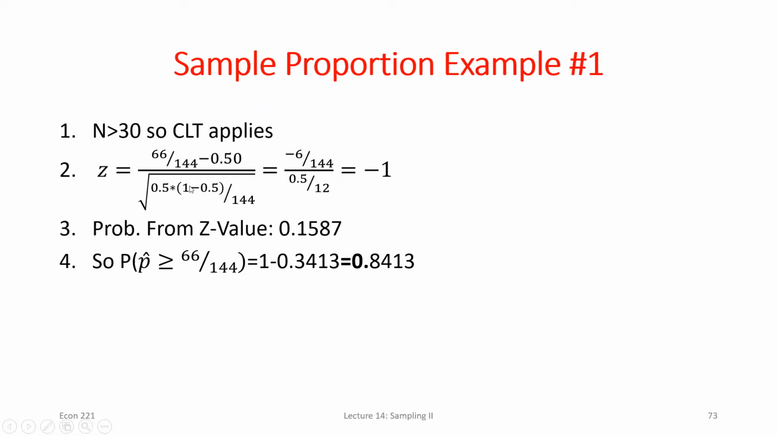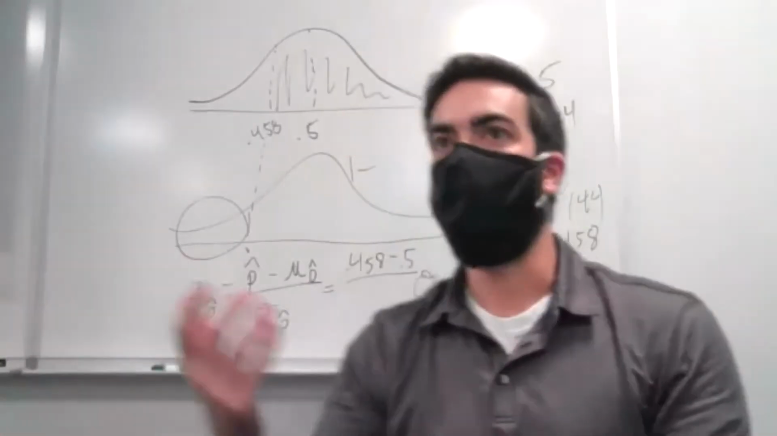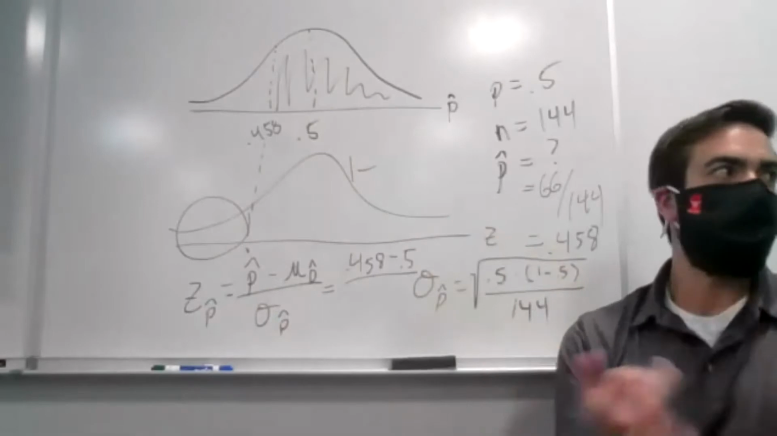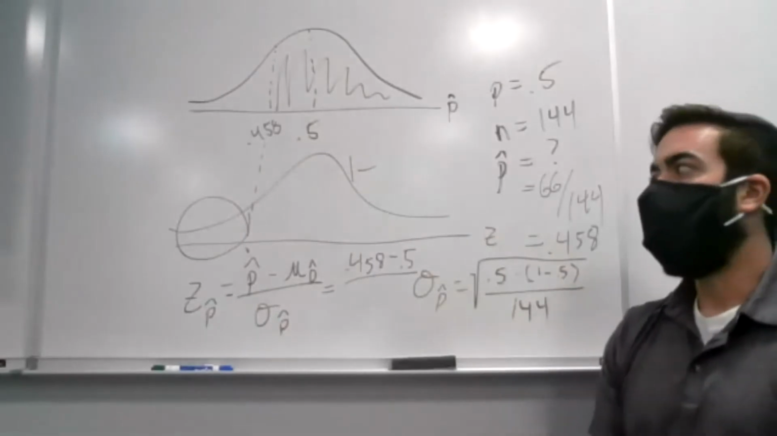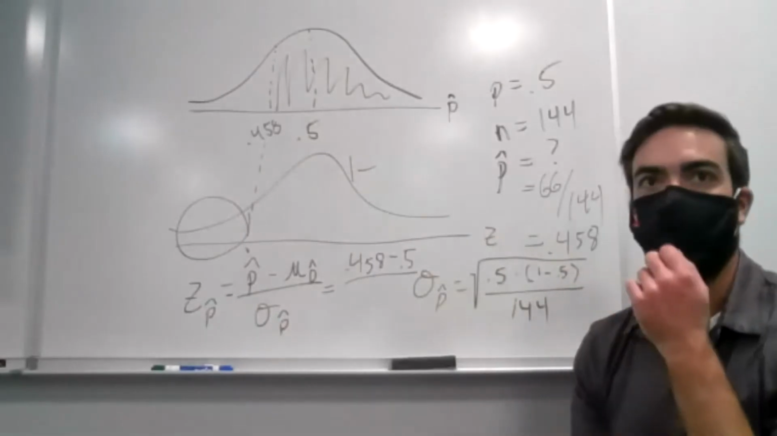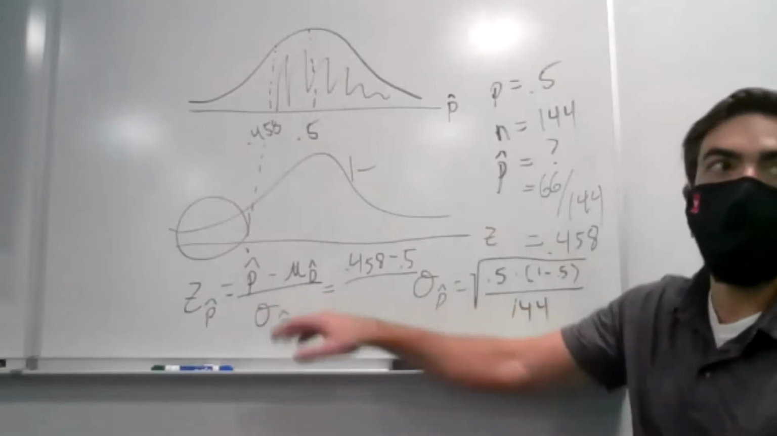So like I said, once you get that z-score, nothing's different. Once we get that z-score, everything's the exact same. We use the standard normal table the same. Nothing changes there. It's really just how do we think about these z-scores?